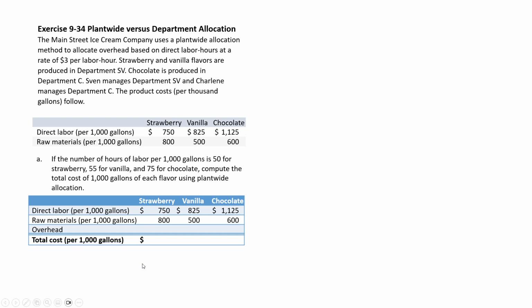We do need to work at applying overhead. And again, that's going to be based on the $3 per labor hour plant-wide predetermined overhead rate multiplied times the number of labor hours to produce 1,000 gallons, which is given to us in Part A as 50. So 50 times 3, $150 of overhead is going to be applied to strawberry. In addition to the raw material of 800, direct labor of 750, our estimated product cost allocated to strawberry is going to be 1,700.